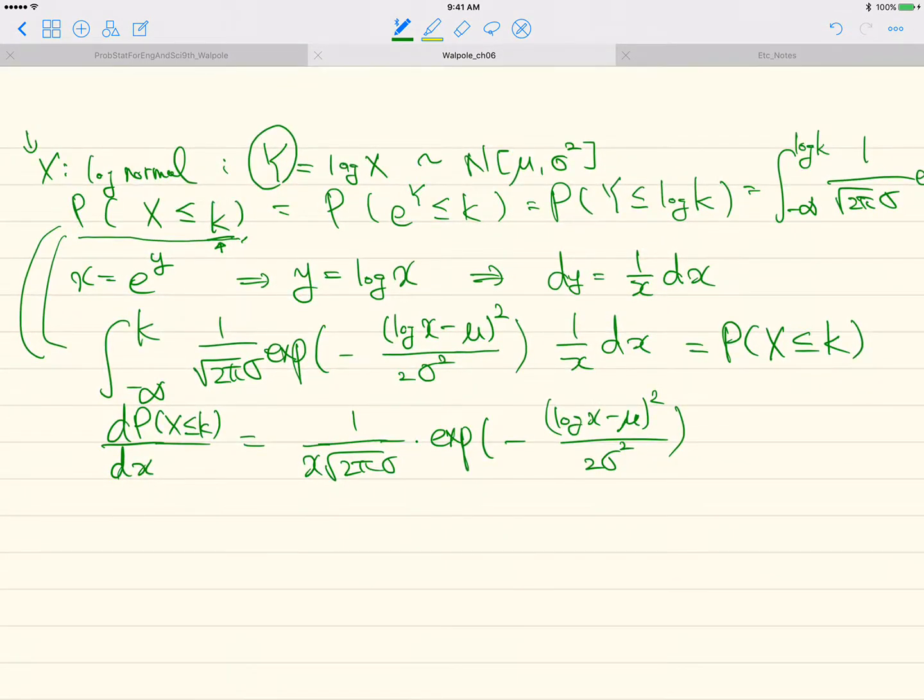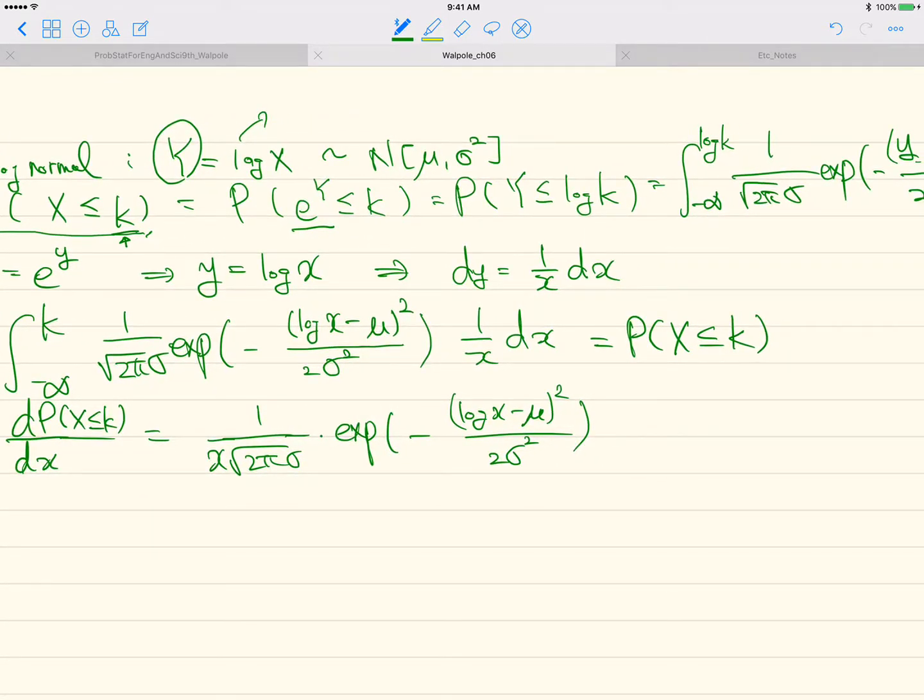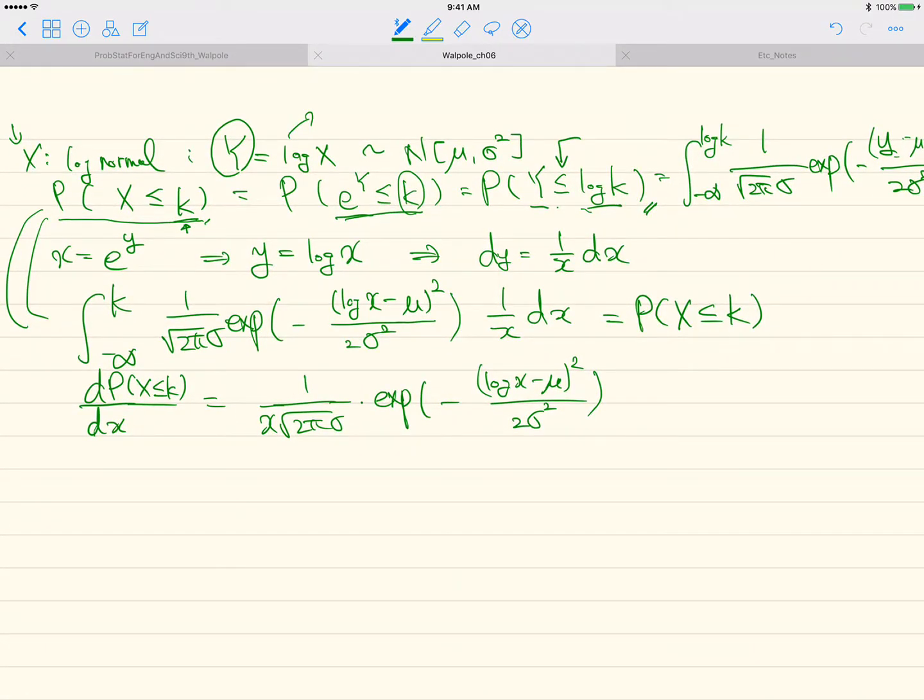And then using y, x is represented as e to the power of y. Since the exponential function is monotonically increasing, it does not change the sign, so we keep the same direction of the inequality operator. Then this becomes y, and this k becomes log k. So we basically took the logarithm on each side of e to the power of y and k. Up to this point, we can understand.